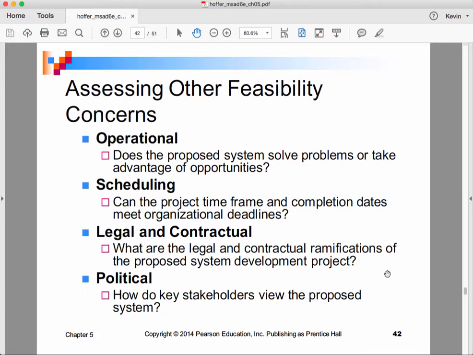And political. How do the stakeholders view the proposed system? The stakeholders are the people affected by the project, positive or negative. If most of the people to be affected by the project don't buy into it, well, it may not be a politically feasible project.